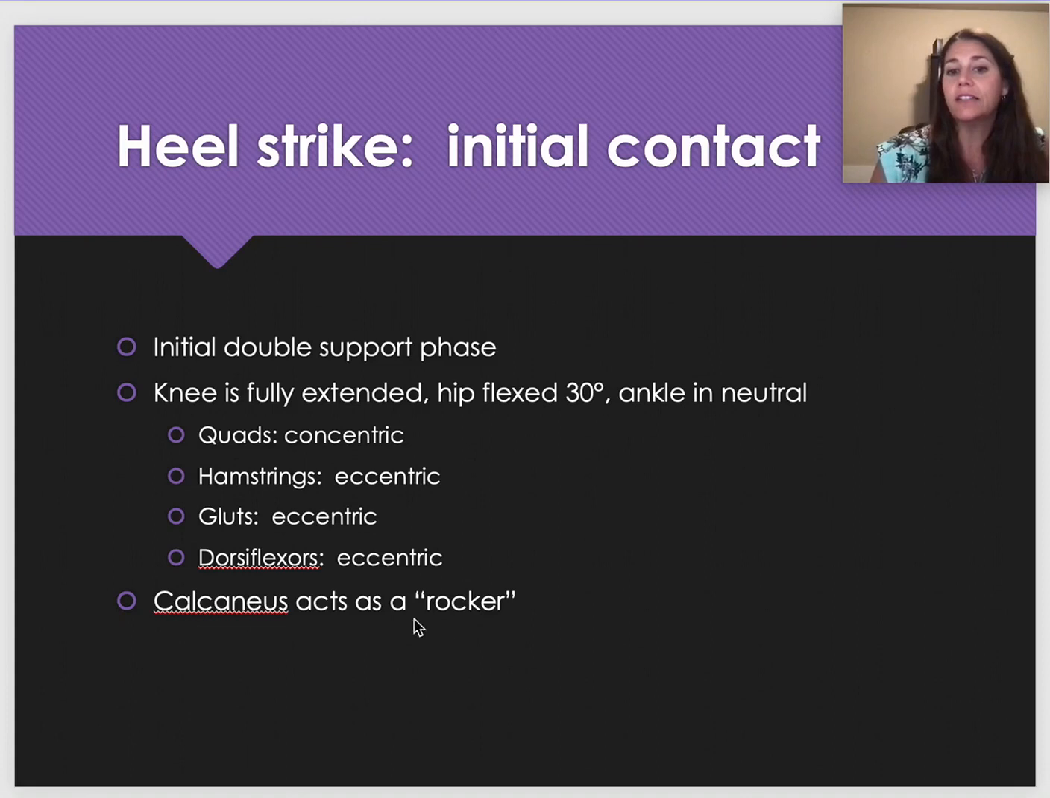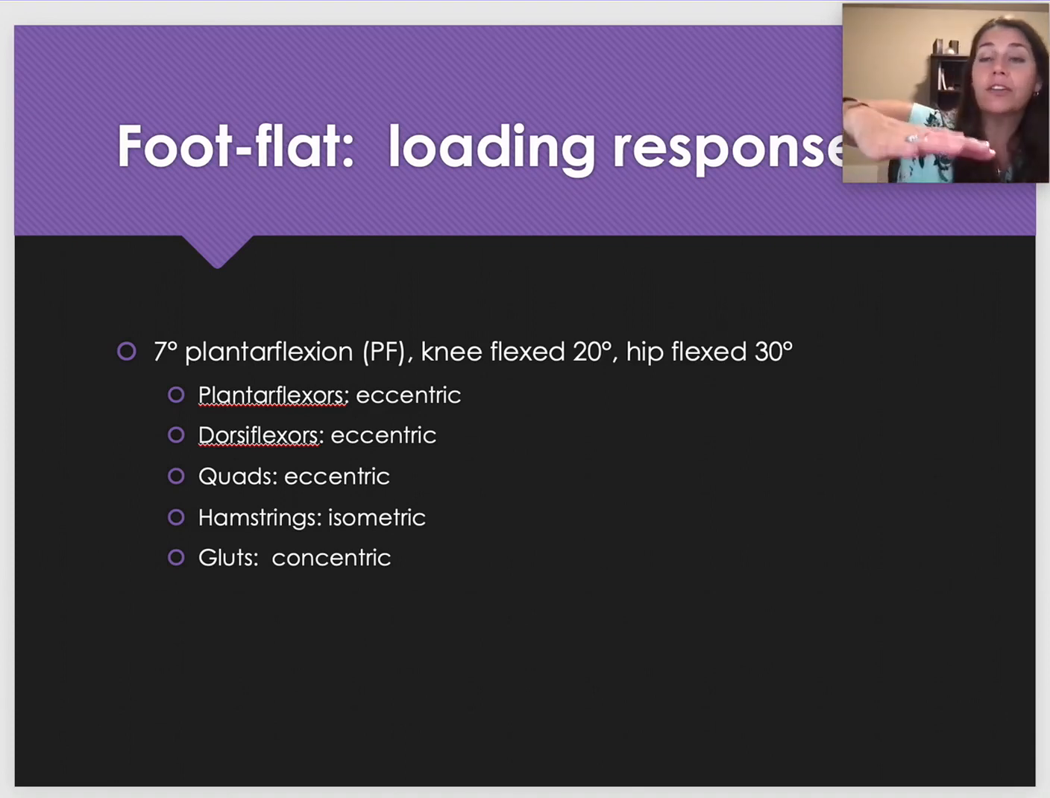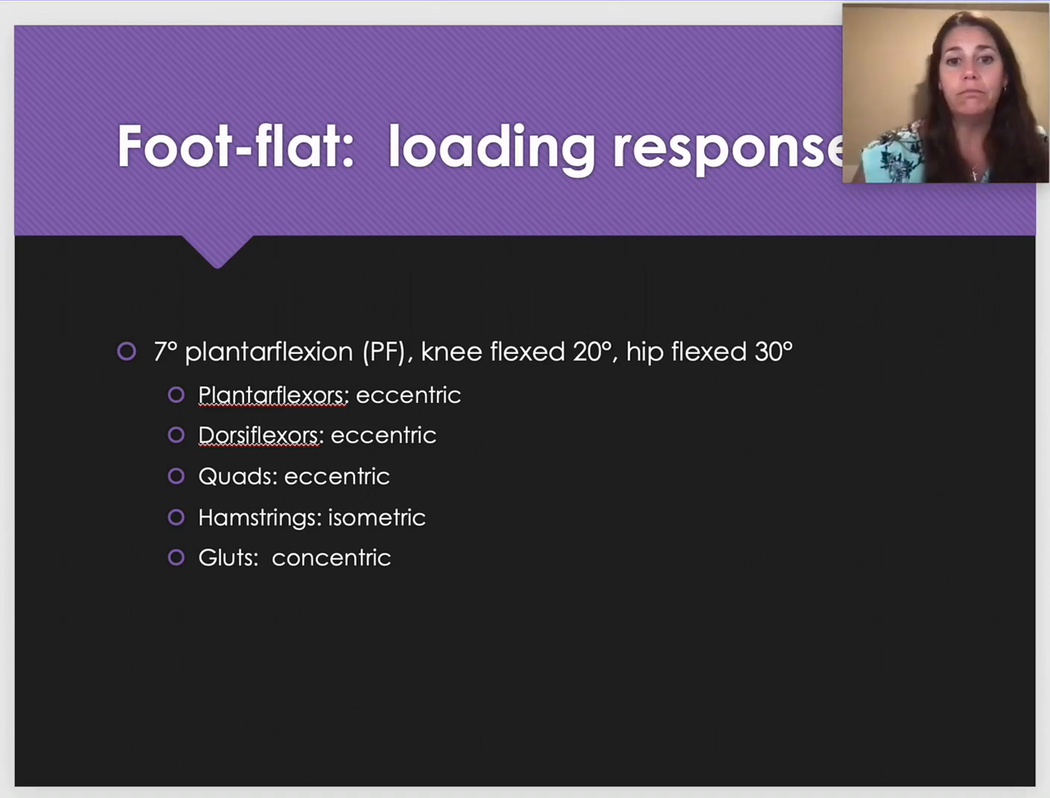And then our calcaneus is going to act as a rocker, because as we hit it, we're going to rock right over the top. Okay, when our foot is flat, and it doesn't mean we're standing all the way over the top of it, we make our foot flat way before we're in medium stance. So 7 degrees plantar flex, because it's going to be pointing down.